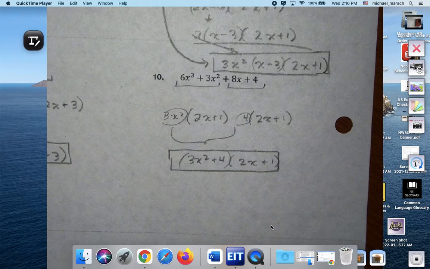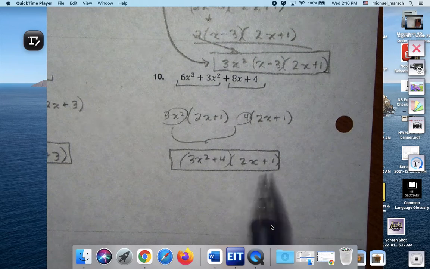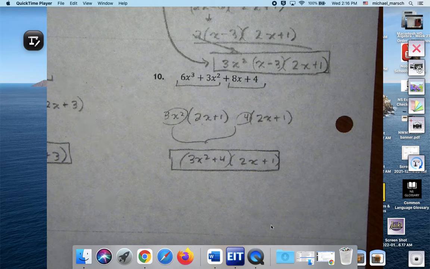And then number 10, 3x squared plus 4 times 2x plus 1. Can you go back to the other one too? Number 8 or number 9? 9. Okay. Does anybody still need to check number 10? No, I just need to see 8.